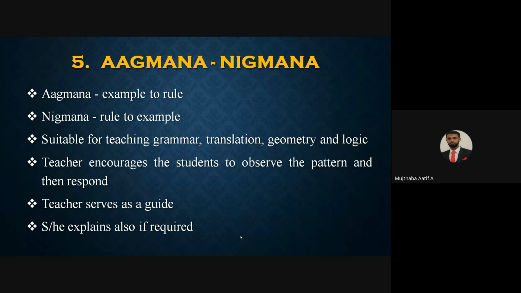So this is Agmana, or induction. You have taken one example, then a second, third, fourth, and finally you have come to a conclusion. Nigmana is the reverse of that, in which you teach the rule first, and then take various examples to prove that rule. For example, you went to the classroom and said, dear students, there's a rule of geometry that the sum of all the angles of a triangle is 180 degrees. Let's take various examples and prove it. Then you instruct your students to make various triangles, measure their angles, and find the sum.